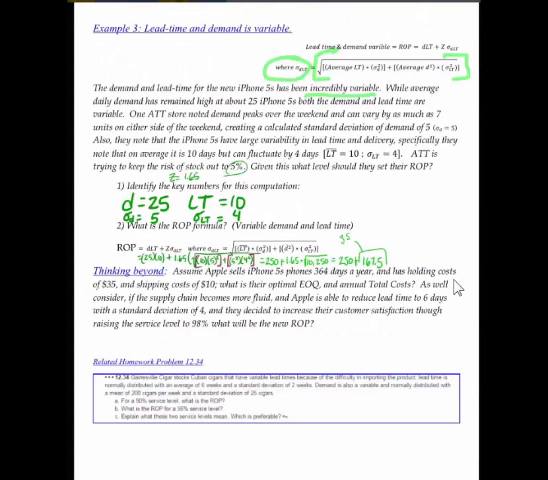Now, just like on the other problems, I'd like you to try out this problem here for homework, as well as this problem here, 1234.